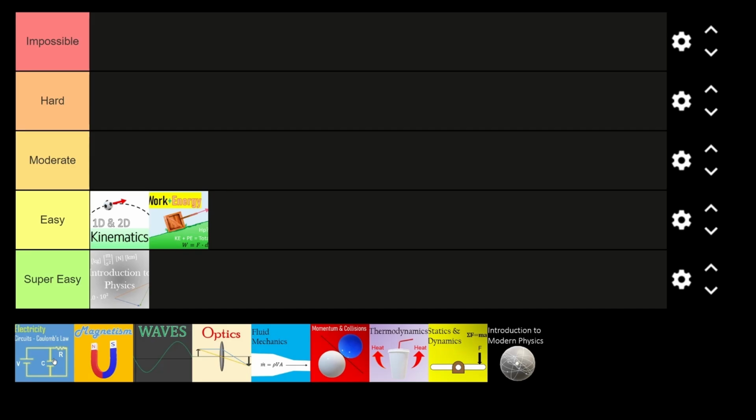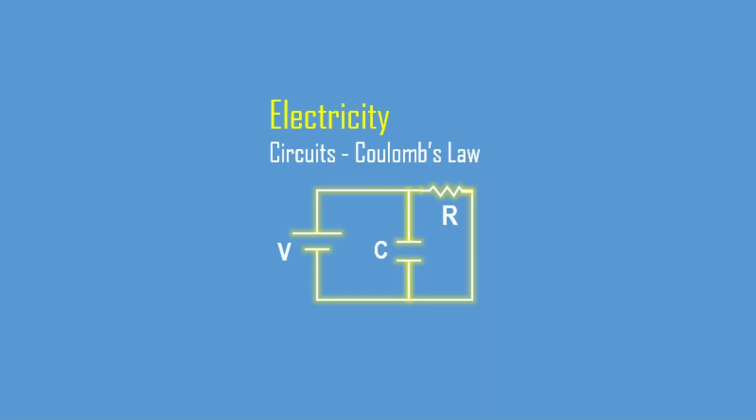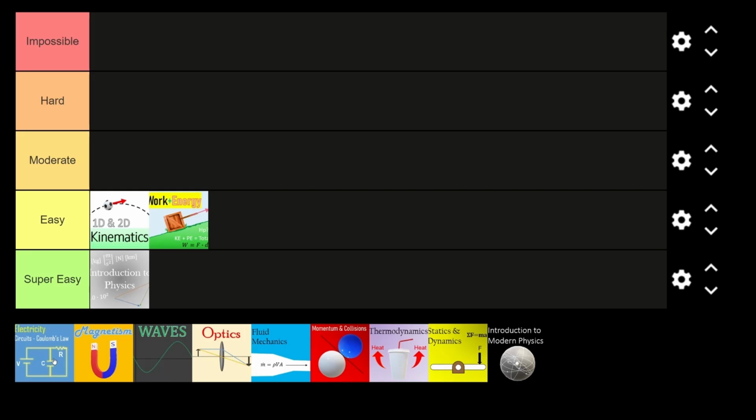Okay, now the electricity topic. We have Coulomb's law, circuits, and phasors, and all these combine in electricity. We also have Gauss's law and stuff like that. Personally, I would rank electricity as hard, because when you get to the harder stuff, let's say phasors and three-phase systems, it gets a lot trickier.